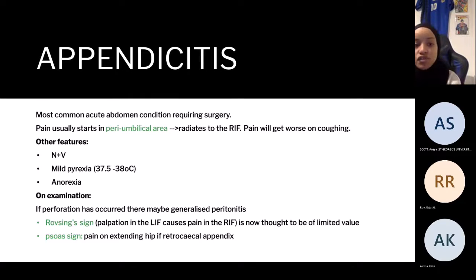So you might get Rovsing's sign, so palpation of the left iliac fossa, on the opposite side, will cause pain in the right iliac fossa. But it's not really used as much now. And then you've also got the psoas sign, so pain on extending the hip. You will see that mainly if you get a retrocecal appendix. The appendix can be found in many different positions, and if it's retrocecal, then they might get pain when you extend their hip, and that's known as the psoas sign.